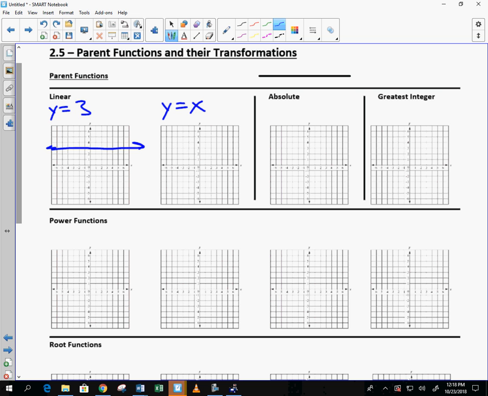Okay, then here's another linear function. y is equal to x. That has a slope of 1 and passes through 0. Are you able to commit those to memory? Good, because you need to commit everything on this page to memory.